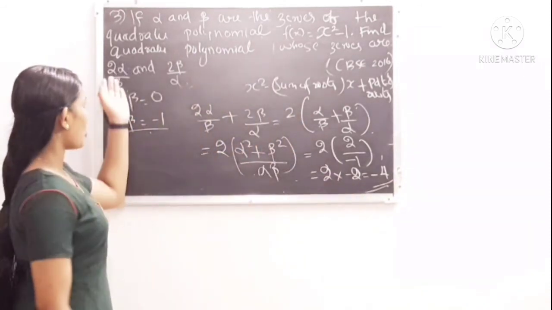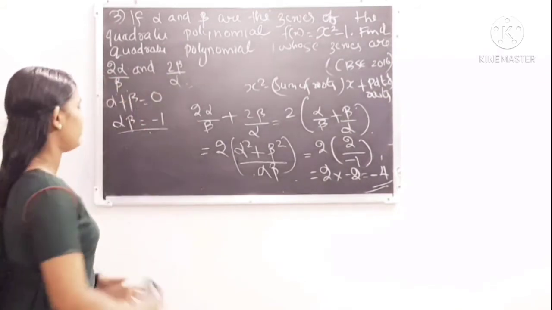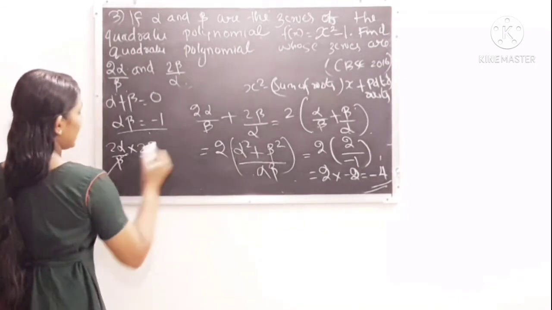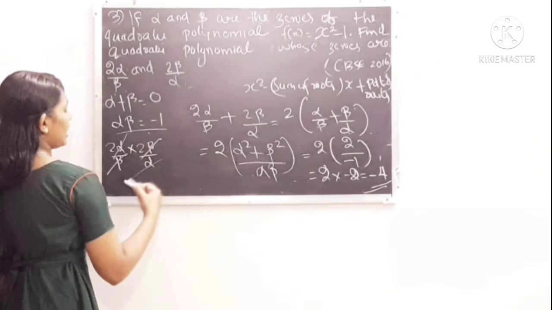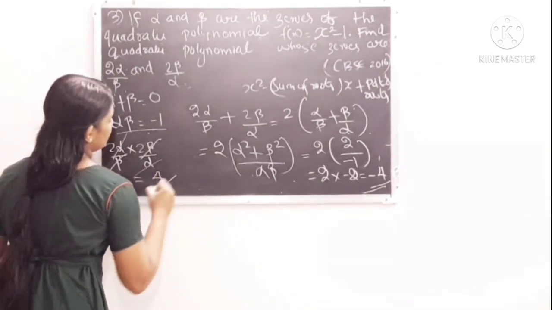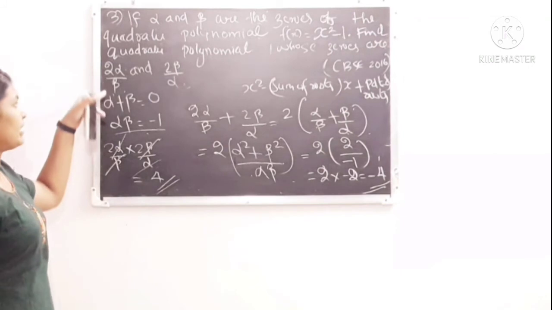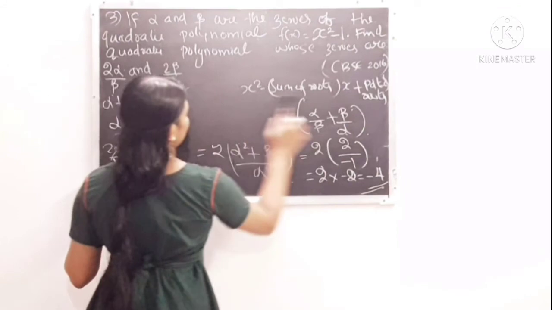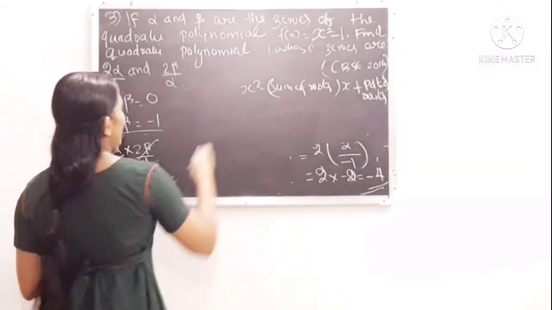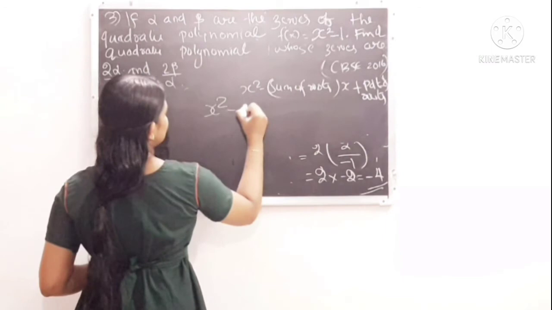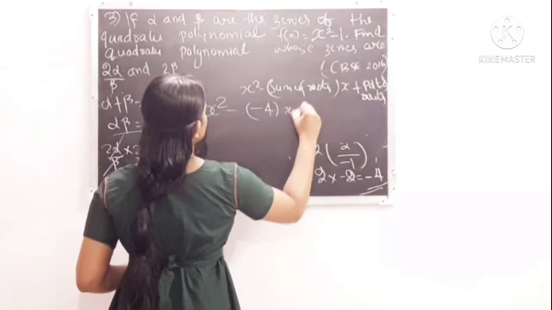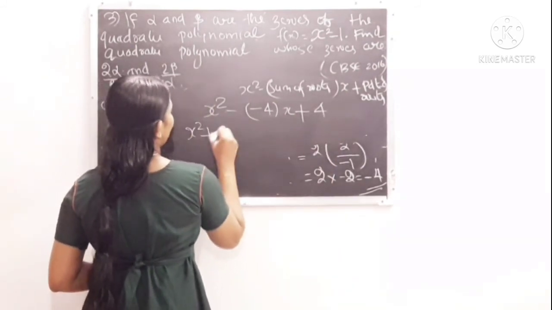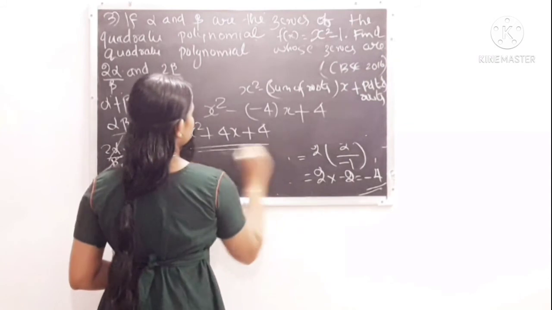Now we have to find the product of 2 alpha by beta and 2 beta by alpha. So 2 alpha by beta into 2 beta by alpha, and here beta and beta will get cancelled, and also alpha and alpha will get cancelled. So 4 will be the product of 2 alpha by beta and 2 beta by alpha. So we can write the general form as x square minus, here the sum of the roots we obtained as minus 4, so minus minus 4 into x, plus the product of the roots, which is 4. So it is equal to x square plus 4x plus 4. So this will be the answer.